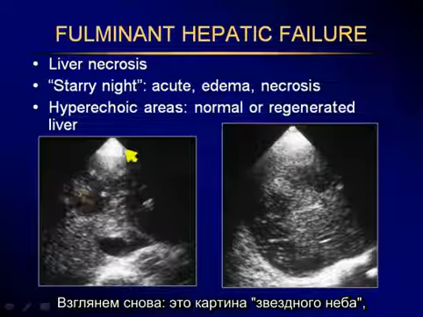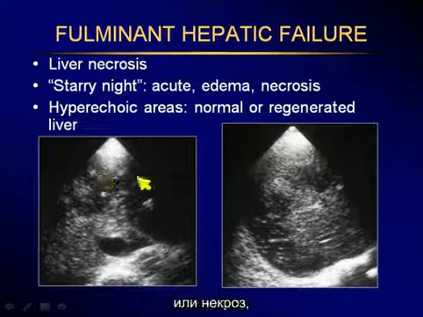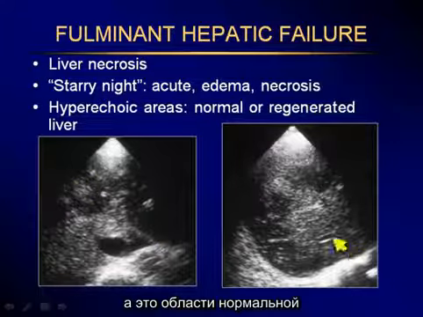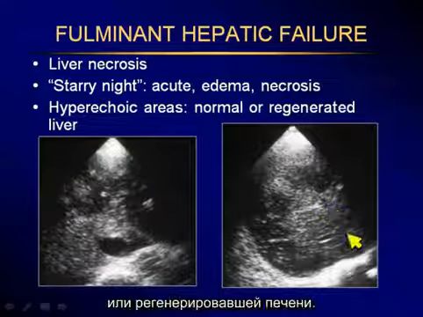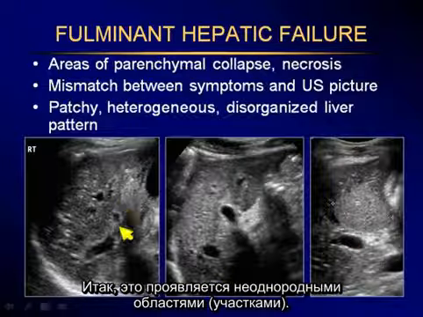You look back at these, this is the starry night pattern reflecting acute edema or necrosis, and these are areas of normal or regenerated liver. So they come in patchy areas.